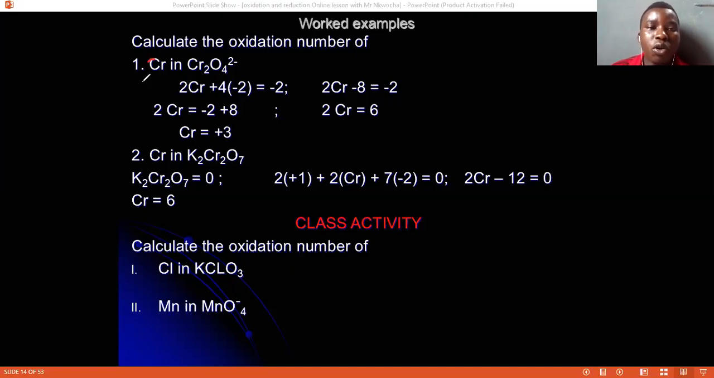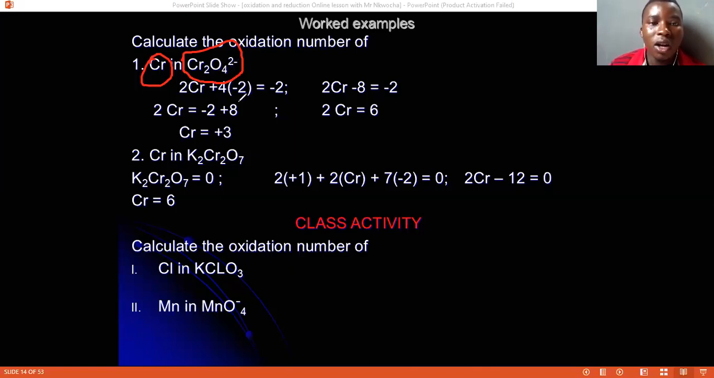Let's take for example chromium in the first example here. The whole compound owns this minus two, because it's a radical; both of them have already combined. We have two chromium and four oxygen. We need to find out the oxidation state of chromium, because in a given reaction, the oxidation state usually changes from one thing to the other. So it's very important, and we'll see those changes in the next slides to come.